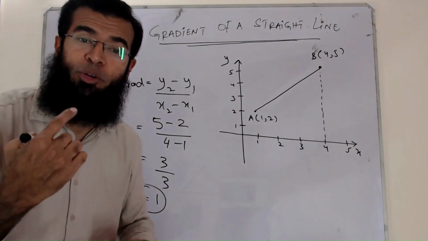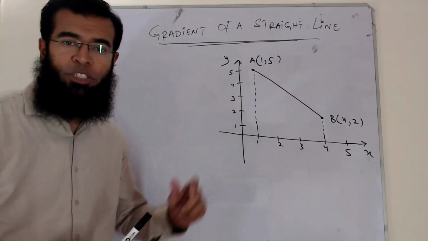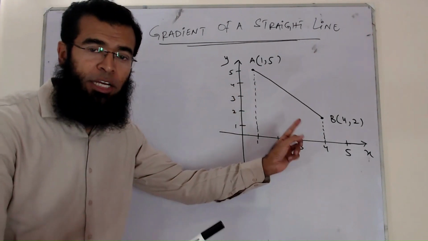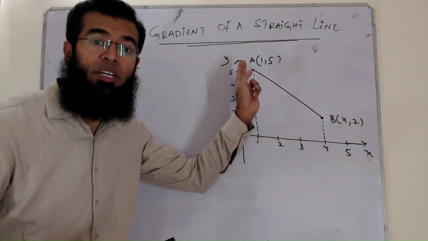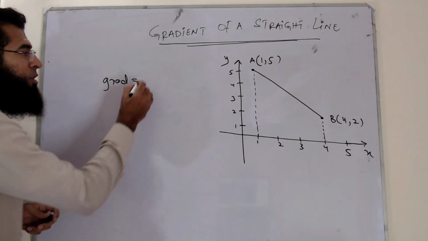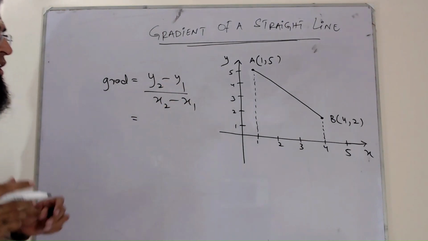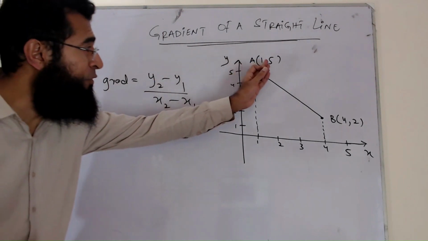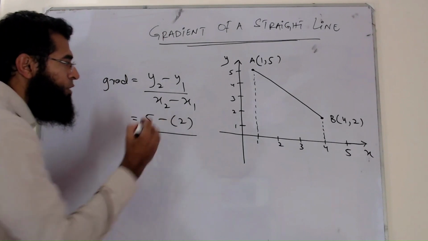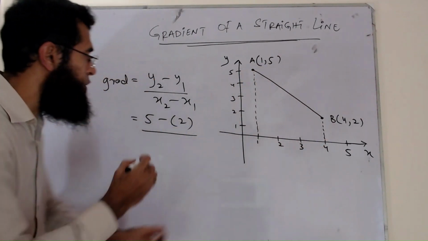Let's take a look into another example. In this question, we can again see we're given a straight line and we've got two points on that straight line. We need to find the slope of the line, or the gradient of this line. Again, we'll write the formula first. The formula of the gradient is y2 minus y1 over x2 minus x1. So let's plug in the values. The difference in the y coordinates is 5 minus 2, over the difference in the x coordinates, which is 1 minus 4.